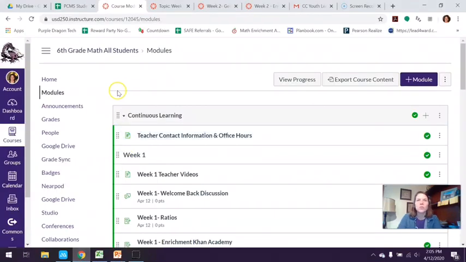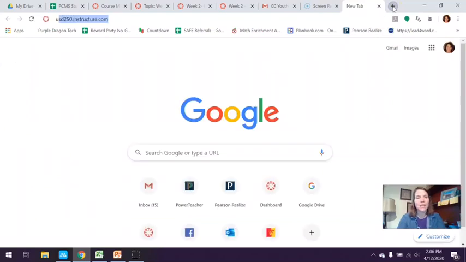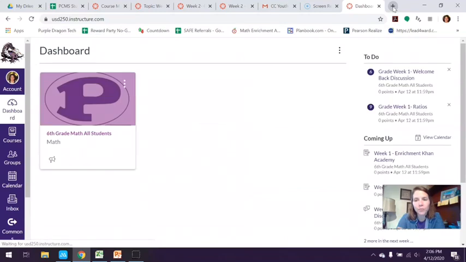And just so you know, Google Chrome is one of the better web browsers to use. Firefox also seems to work well. Sometimes Microsoft doesn't work as good as it could. So I'm going to open a new tab and I'm going to type in usd250.instructure.com. That is our website. And once you're logged in, it pulls up your classes. If you do not see 6th grade math, all students, there are some things you can do to find it.